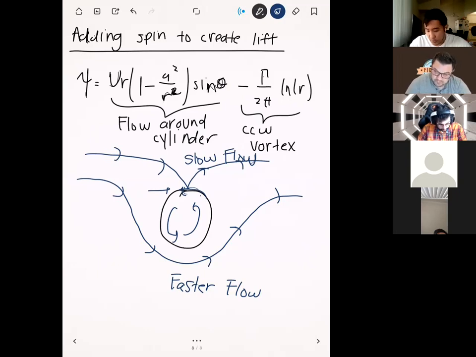Just like before, we can solve for the velocities and the speeds and the pressures, and the details of that are in the notes. But I do want to go over one special thing, and that's the lift force. I'll do that on the next page. Before I get there, are there any questions on this?